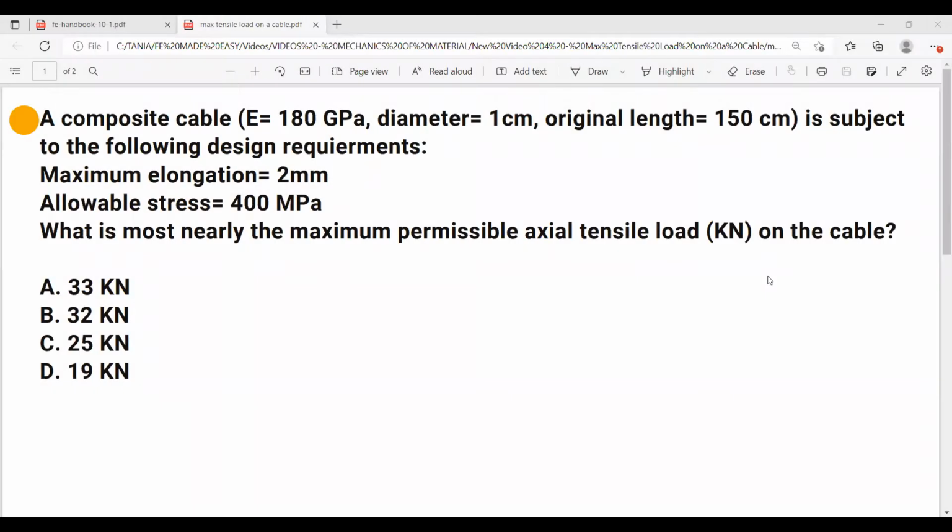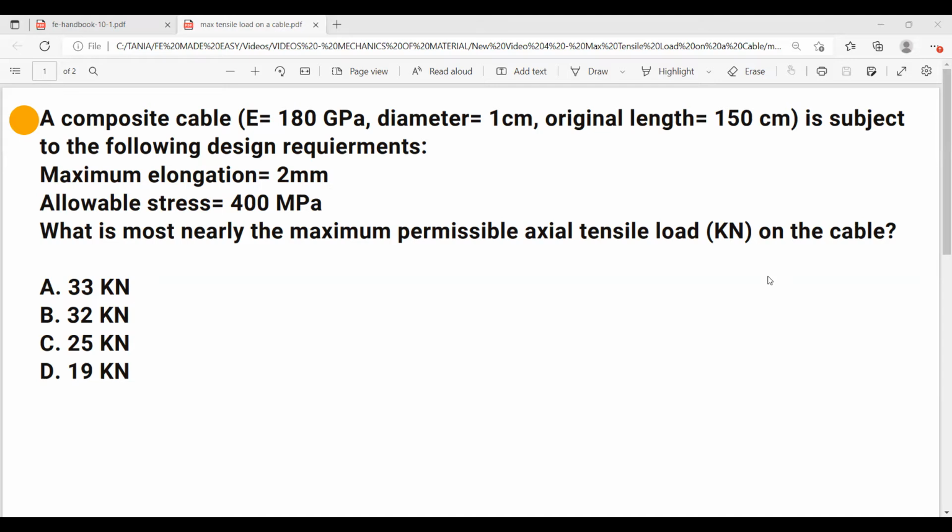Now let's move on with our example. A composite cable, modulus of elasticity 180 gigapascals, diameter of 1 centimeter, original length of 150 centimeters, is subject to the following design requirements. Maximum elongation equals 2 millimeters, allowable stress equals 400 megapascals. What is most nearly the maximum permissible axial tensile load in kilonewtons on the cable?